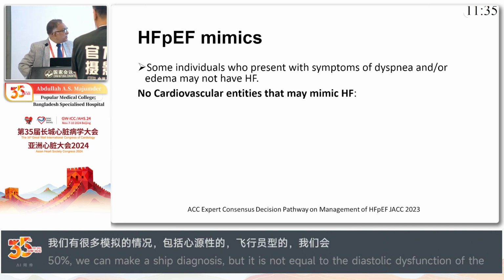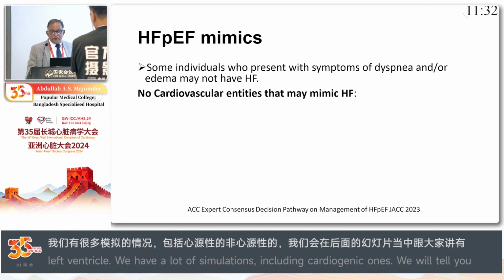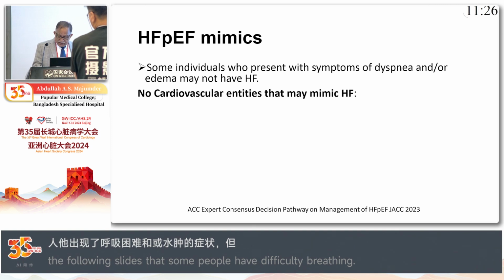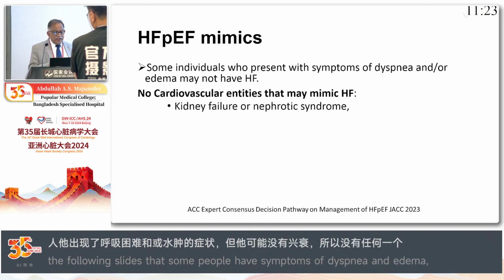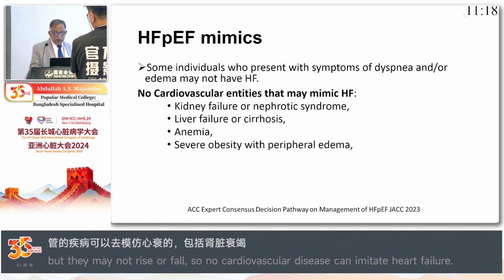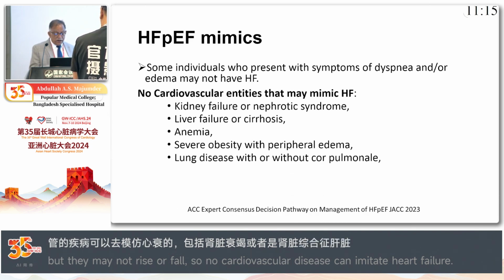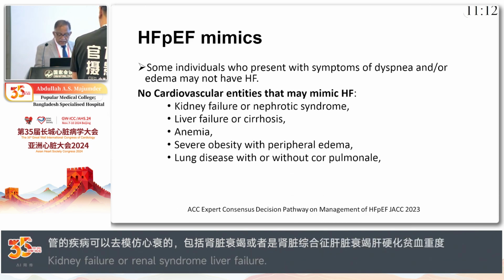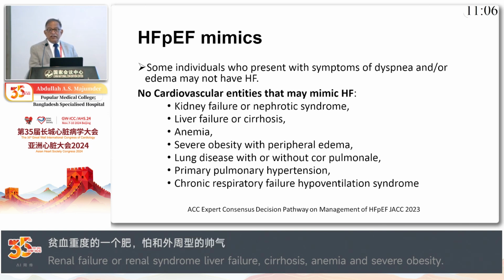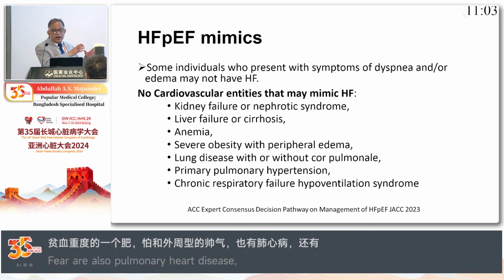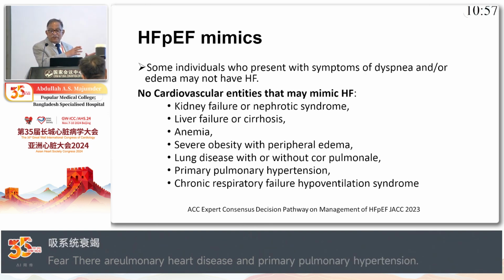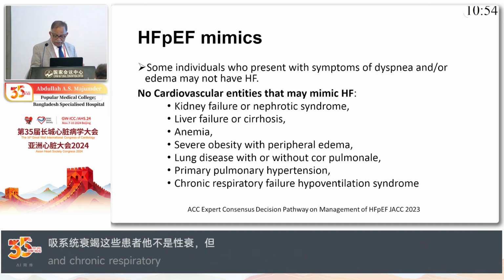Some individuals who present with symptoms of dyspnea and/or edema may not have heart failure. The non-cardiovascular entities that mimic heart failure are kidney failure or nephrotic syndrome, liver failure or cirrhosis, anemia, severe obesity and peripheral edema, lung disease with or without COPD, primary pulmonary hypertension, and chronic respiratory failure or hypoventilation. In these conditions there may be dyspnea as well as edema, but they are not heart failure with preserved ejection fraction. They are mimics of HFpEF.